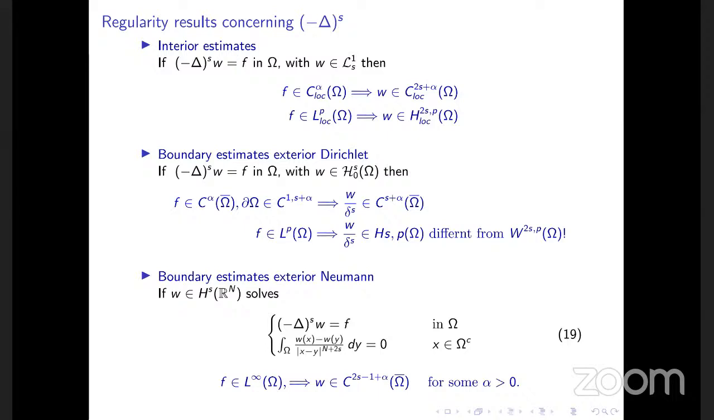And so the natural questions that we are going to ask and that we will discuss are whether these results are true for the regional fractional Laplacians or not. As we will see, there are almost no results, very, very few, maybe two papers dealing with the boundary regularity for the regional fractional Laplacian. And these are the results that I'm going to talk about in the coming lectures.